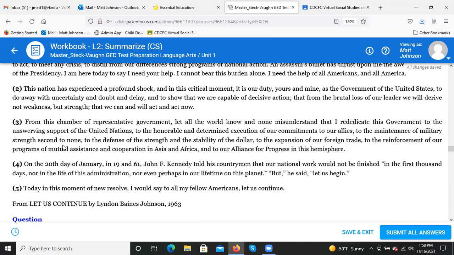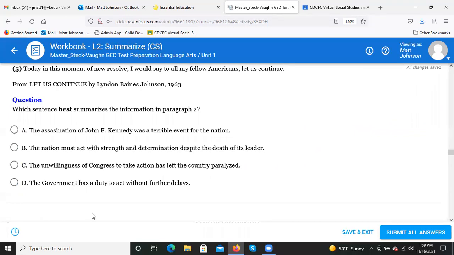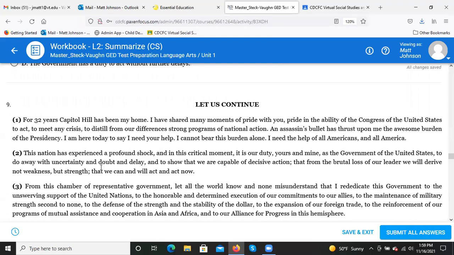So paragraph 2 says we've faced a profound shock in this critical moment. We skip down a little bit, that from the brutal loss of our leader, we will derive not weakness, but strength, that we can and will act and act now. So how do we summarize? B, as in boy. Yeah, the nation must act with strength and determination despite the death of its leader.